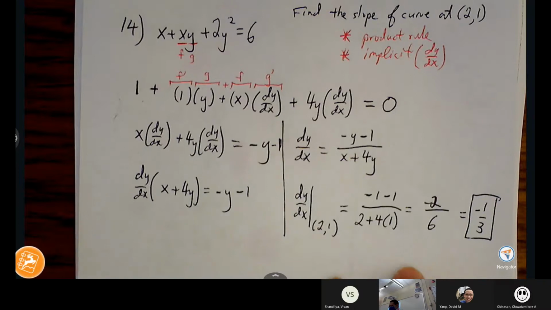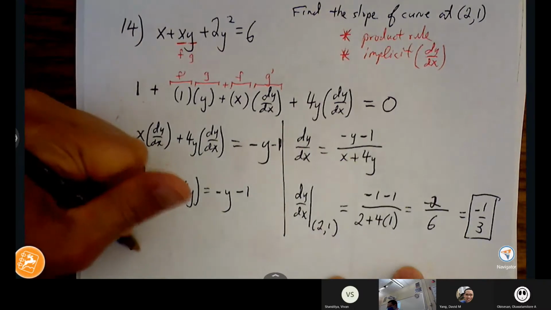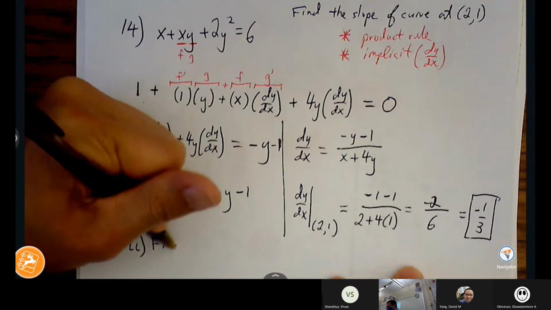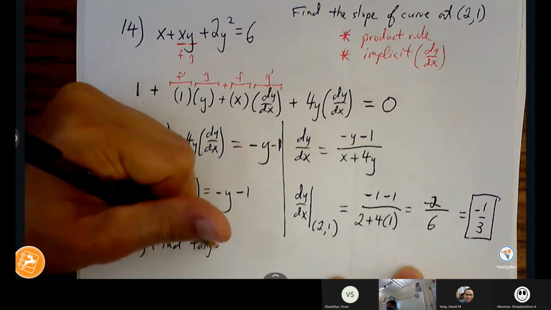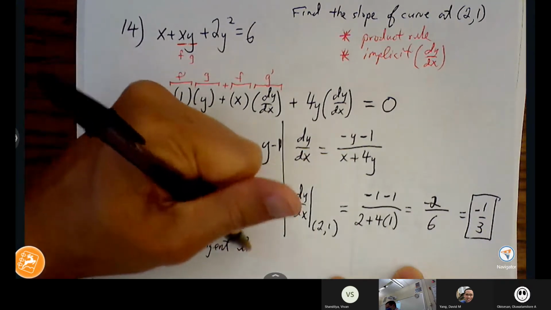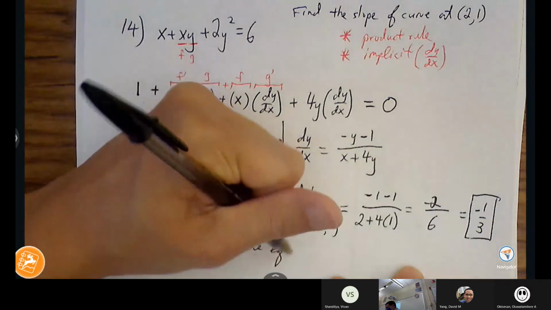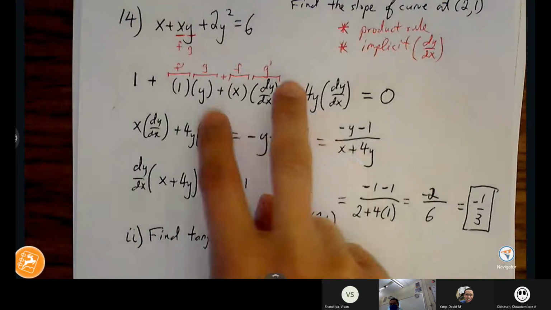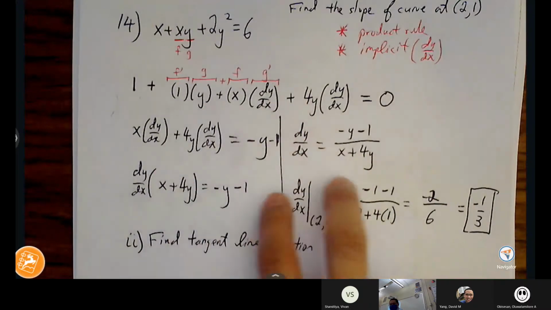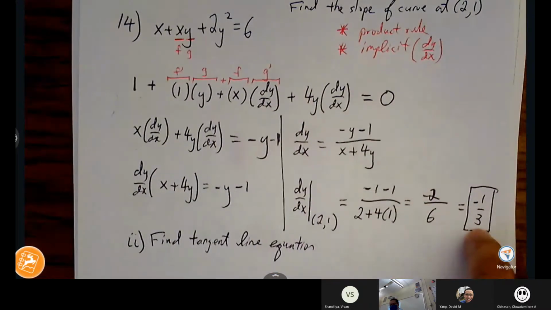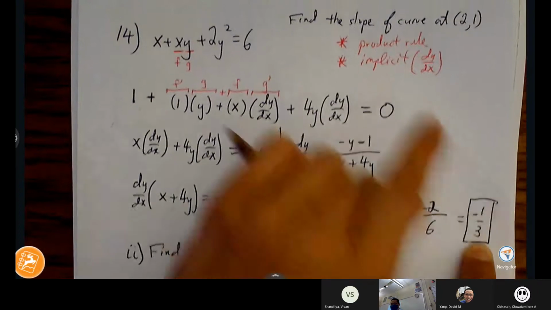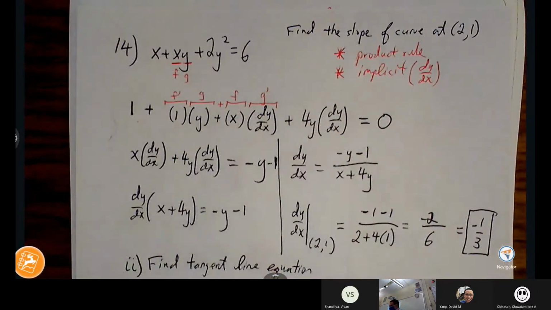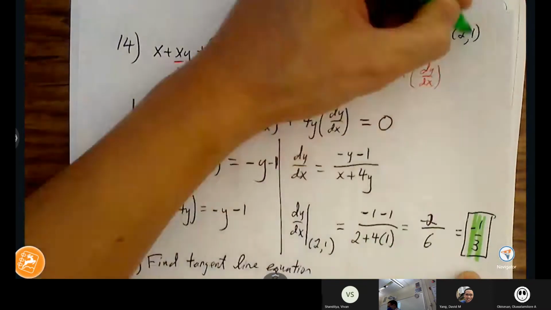Let me extend this problem one step further. Let's say there was a part 2 to this that was asking for the tangent line equation. Then all we do is we take the slope. The slope process was a little bit more involved because it's implicit, but it's the same thing as other slopes. So we just take our slope, we take our ordered pair, and then we just do point slope.